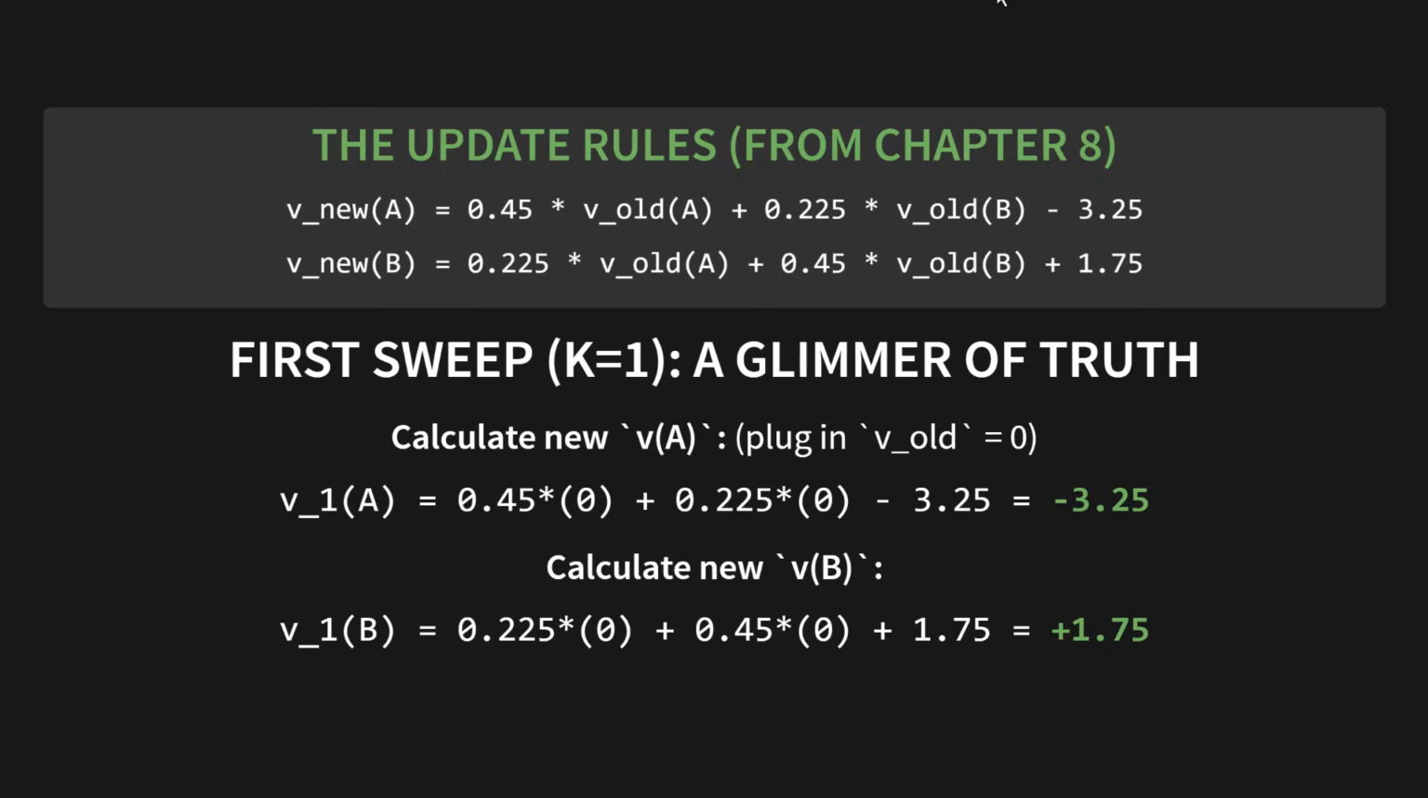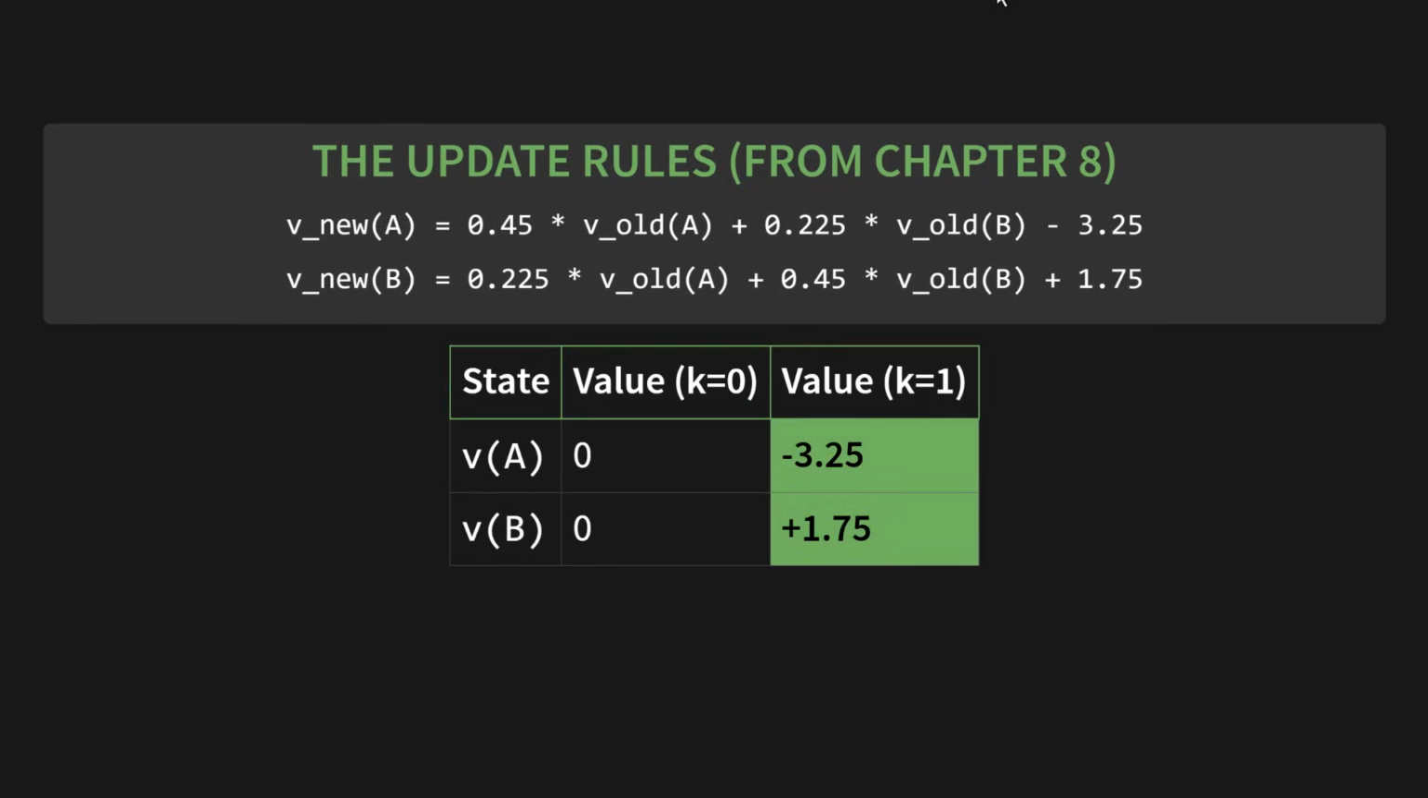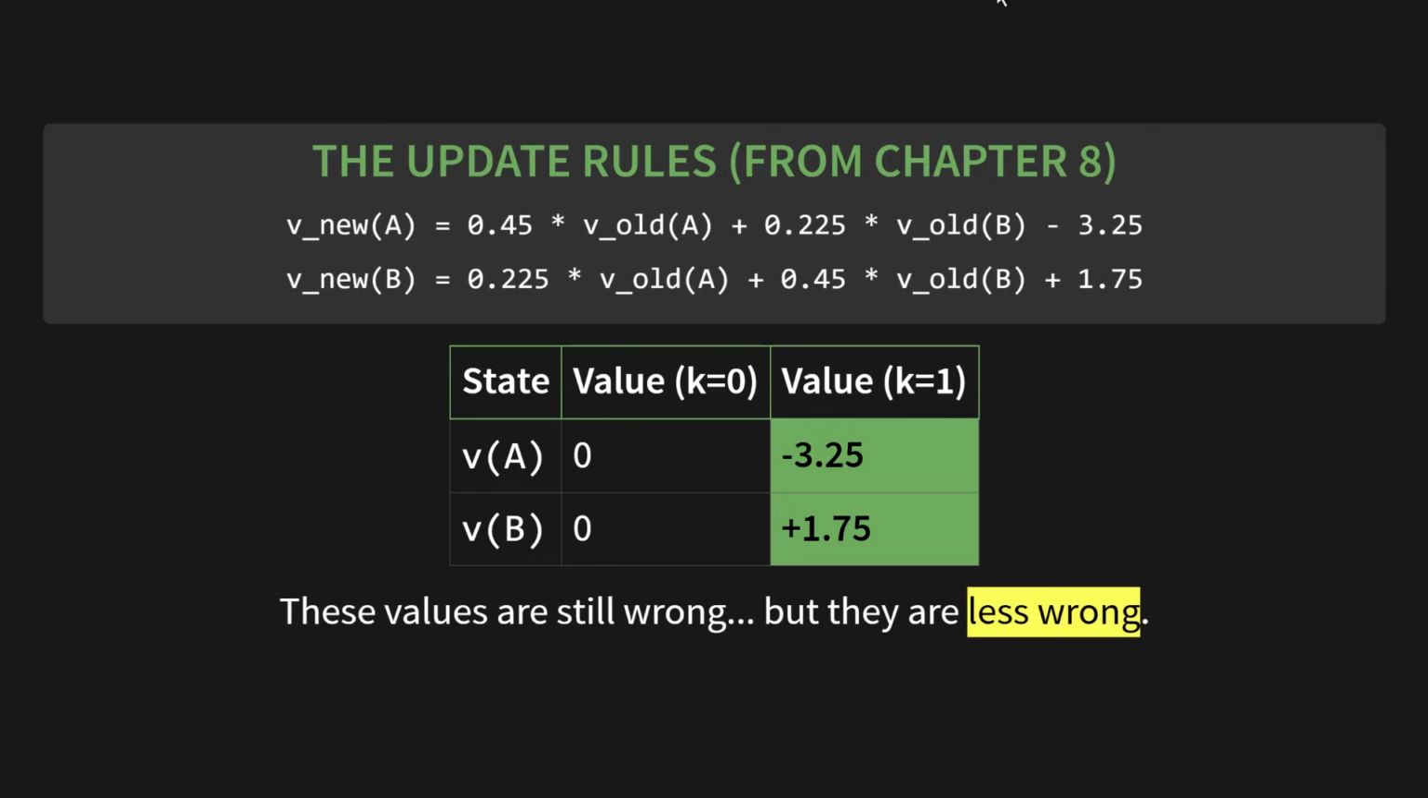Look at that! Check out the updated table. After just one pass, the numbers have already started to make sense. Our crystal ball is no longer blank. The value of a is negative because it has that 25% chance of falling into the pit. The value of b is positive because it has a chance of hitting the jackpot. The logic of our universe is starting to emerge from the math. Now, these values are still wrong, but they are less wrong. So what do we do? We do it again.